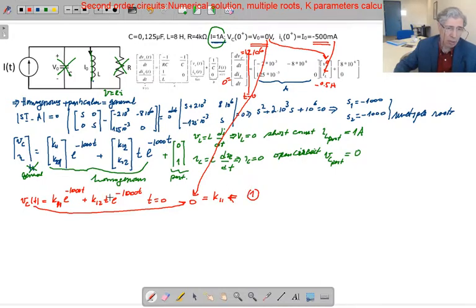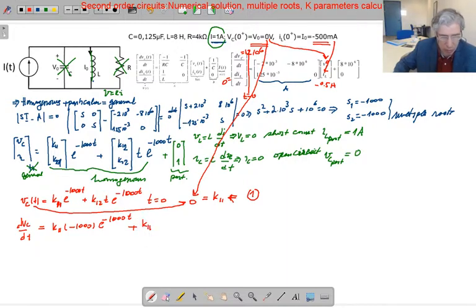How am I going to get the second equation? Get the derivative of this. It's going to be dvc over dt is equal to the derivative, k11 times minus 1000 e to the power minus 1000t. And the second one is a multiplication of two functions, so the derivative of this function is 1 multiplied with the other one.